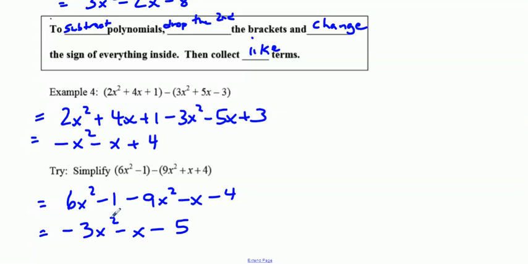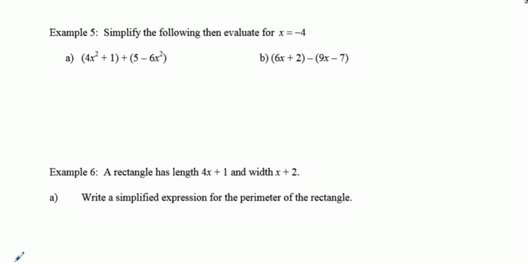So highest exponent to lowest exponent to constant. Okay, so I would expect you to do the same thing too. All right, let's see what's next. It says simplify and then evaluate for x equals minus 4. So I'll simplify first. I notice that there's a plus in between these two, so all I'm going to do is drop both sets of brackets.